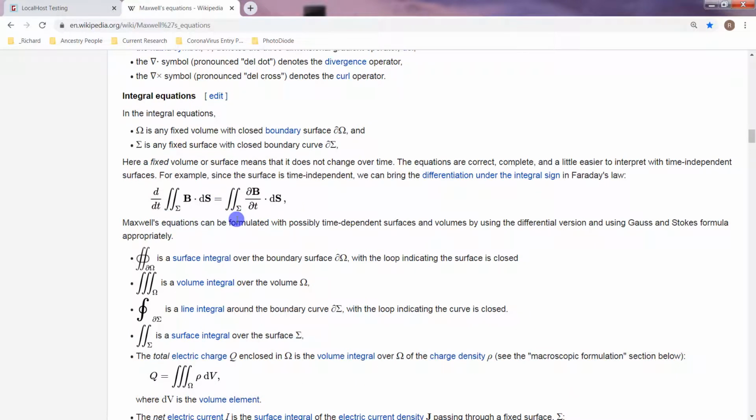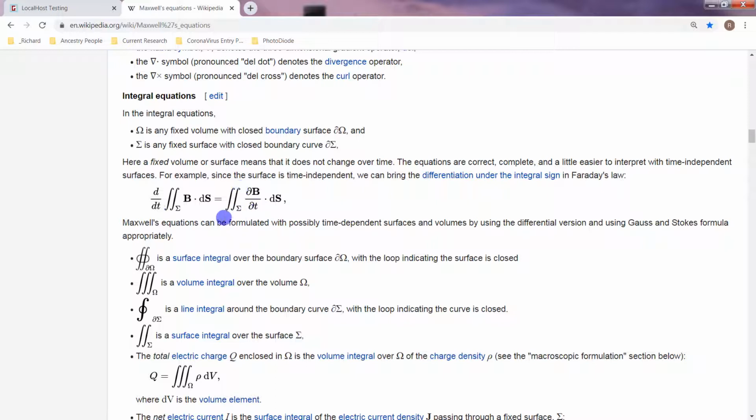These can be treated the same way. B is in Tesla, S is a surface, so S is meter squared, d by dt is 1 over time. So this is Tesla meter squared per second.